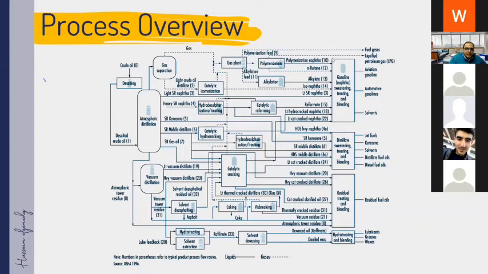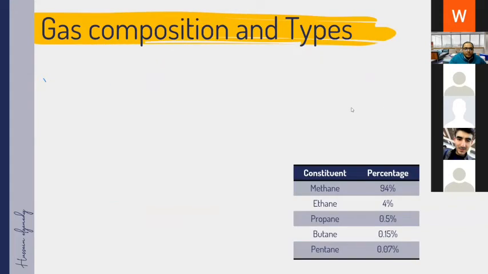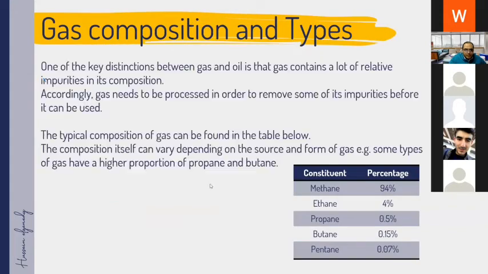This is, as we mentioned, a process overview of the crude oil refinery. Okay. Let's move on to the gas composition and the gas types. The gas is mainly, as we mentioned, hydrocarbon mixtures. But the difference between gas and oil is that the gas is very light. It consists of about C1 to C7 plus components, no more. And it's very easy to process the gas compared to the oil.